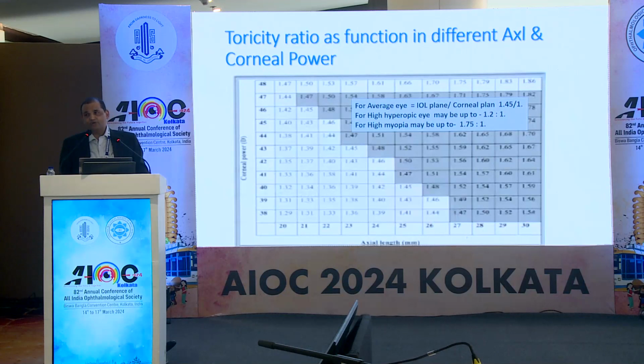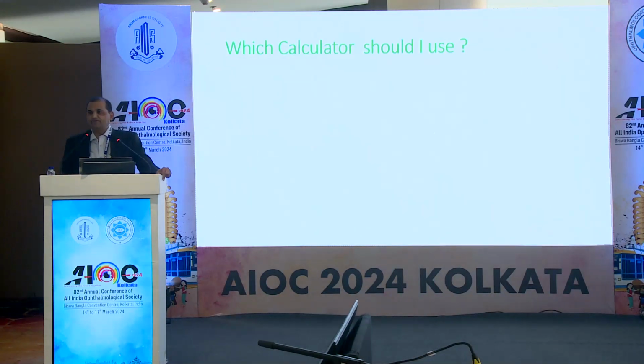In the same way, even if you have a flat cornea or a steep cornea, the corneal toricity ratio is changing. So you should have that consideration in your toric calculator. So which calculator should one use when selecting a toric calculator?